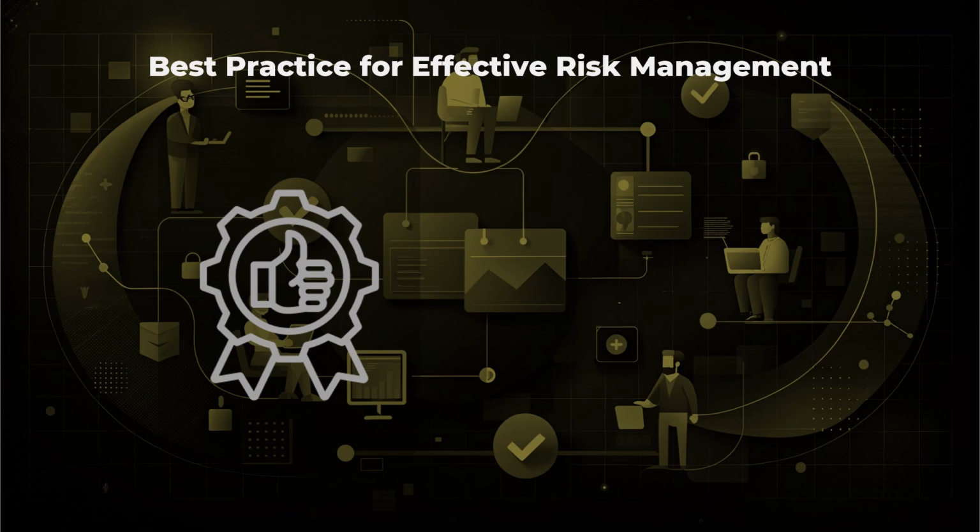Effective risk management is essential for the success of any project, and adopting best practices can significantly enhance its efficiency and outcomes. Here are some key best practices for effective risk management. A proactive approach involves anticipating and addressing risks before they escalate, emphasizing risk awareness and management throughout the organization, conducting comprehensive risk assessments during project planning, and regularly updating risk registers to mitigate potential issues effectively.